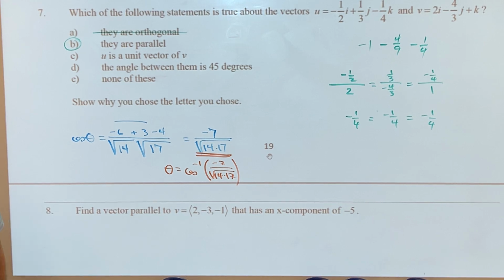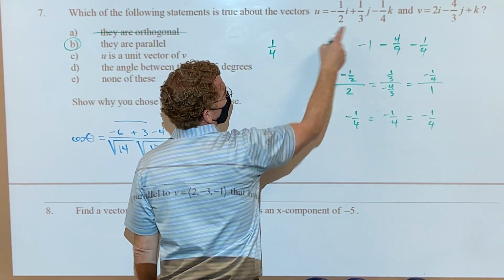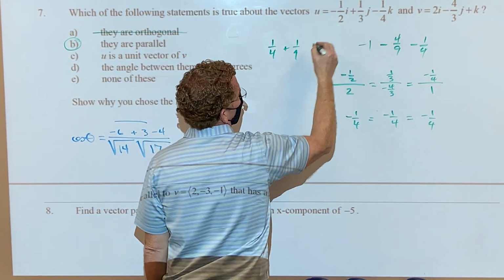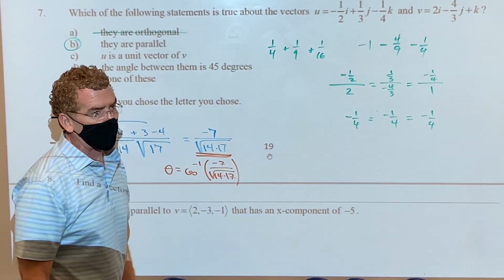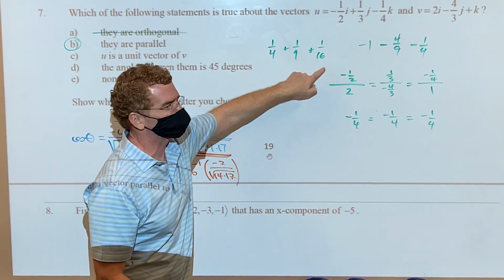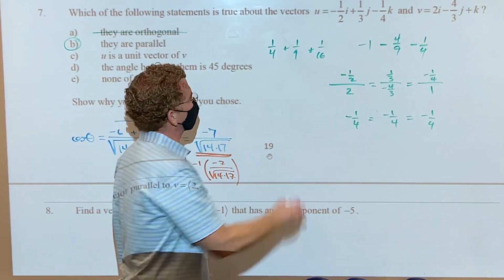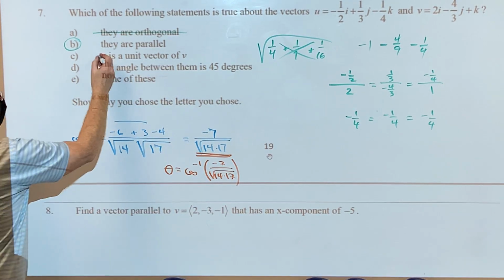Check the magnitude. If it was a unit vector, it'd have to have a magnitude of 1. When I check the magnitude there, I get 1/4, 1/9, 1/16. Does that look like a magnitude of 1? I could find a common denominator, but when I think 0.25, 0.1, small, that's not equal to 1. So I'm not even going to bother trying, since I can clearly tell that it's not.